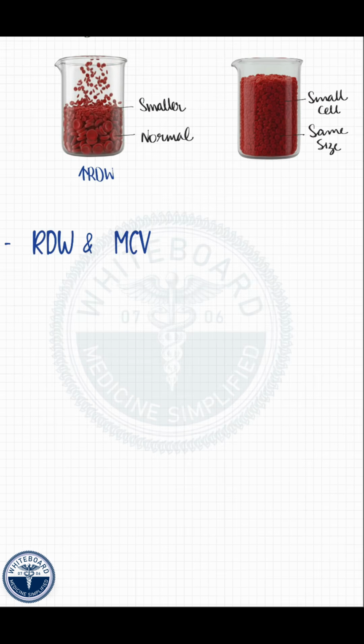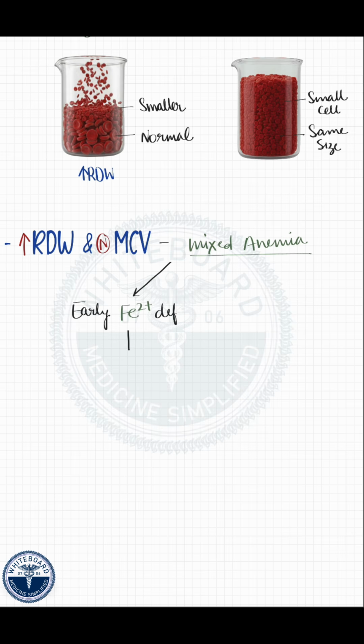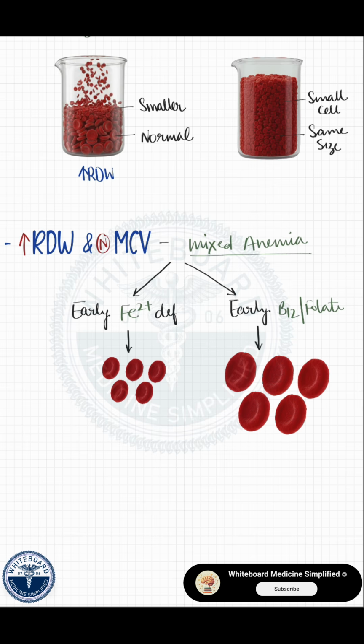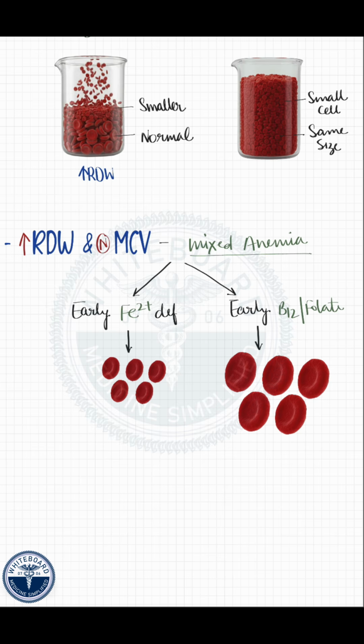And if RDW is increased but MCV remains normal, that is, increased size variation with a normal average size of RBCs, it often points toward a mixed anemia where two different processes are happening at the same time. For example, a patient may have early iron deficiency, which tends to produce smaller RBCs, while also having early vitamin B12 or folate deficiency, which tends to produce large red blood cells. Because one condition pushes the cell size down and the other condition pushes the cell size up.